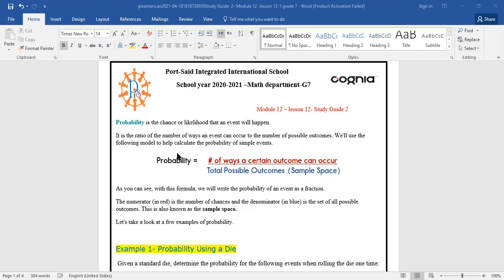Okay. So it is a ratio, the probability. It is the ratio of the number of ways an event can occur to the number of possible outcomes. We will use the following model to help calculate the probability of simple events. To calculate the probability of any event, we count the ways certain outcomes can occur over the total possible outcomes, or the sample space.